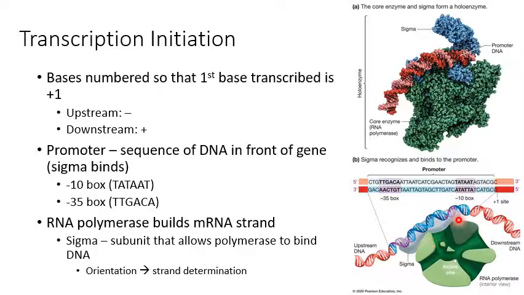Then you're going to have the sigma protein come in and grab the -35 box and the -10 box. It's able to bind those two boxes, and the sigma protein binds the RNA polymerase.